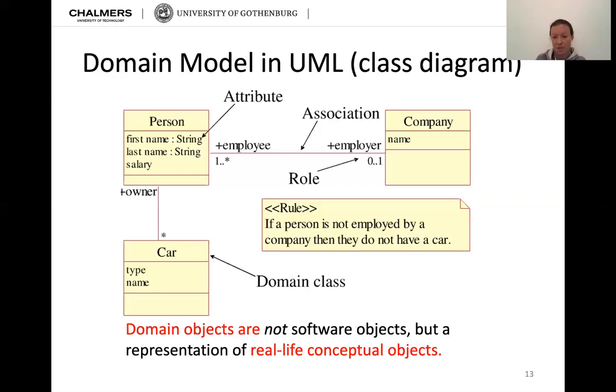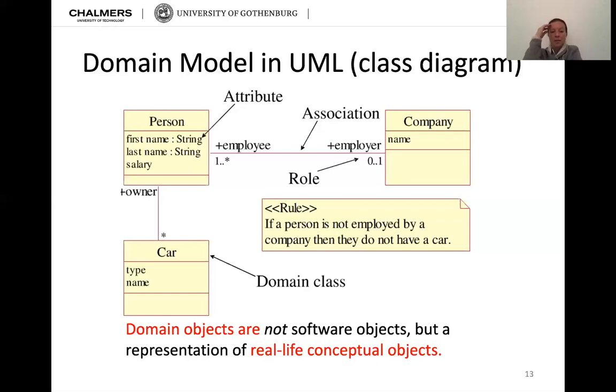And then you have a multiplicity for that association in both directions. So what's the multiplicity here? A company can have one to many employees, and a person can be employed with a company or not.